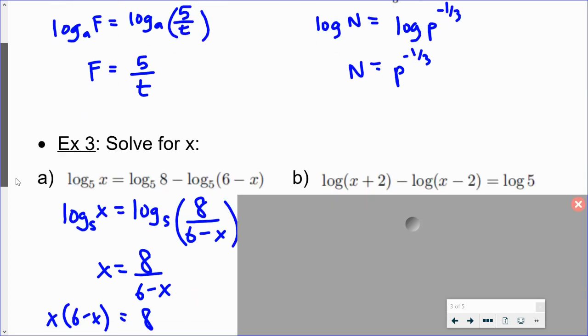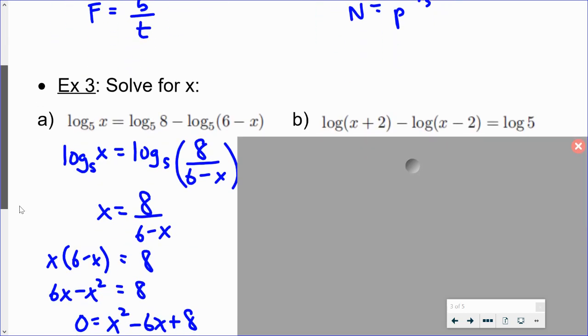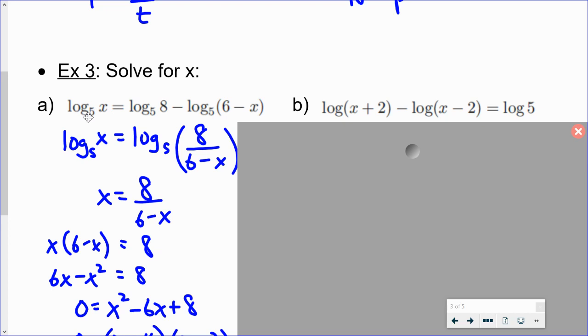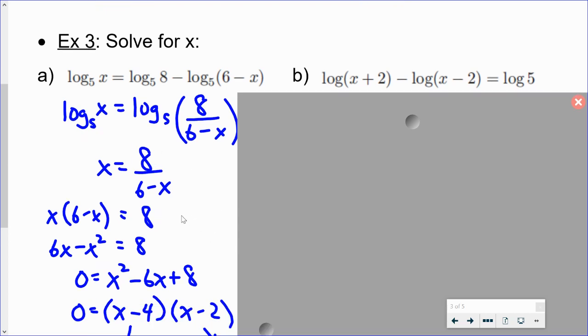Okay, and over here, we can use that principle to help us solve for x. So we can have a whole bunch of logs here. We can combine them into a single log. Noticing they all have the same base, I can combine the right side into a single log, keeping base 5, and taking 8 divided by 6 minus x. Now I have a single log equal to a single log, which means the values must be equal, or x must be equal to 8 over 6 minus x. And I can solve for x.